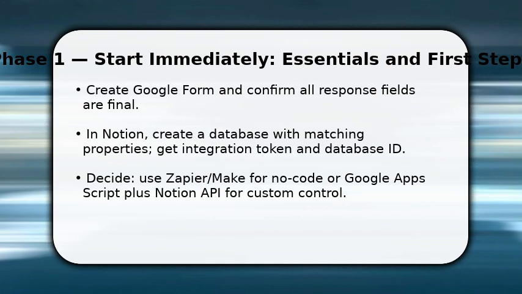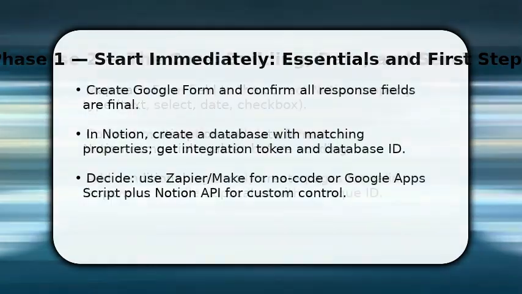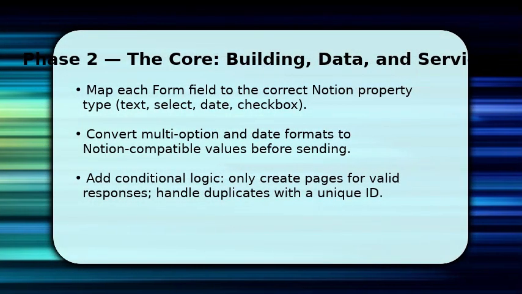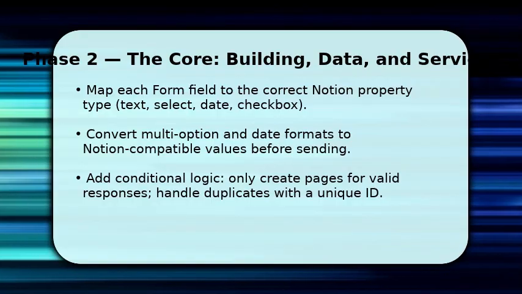Now you map and transform data. In your automation, link each Google Form question to the corresponding Notion property and convert formats as needed. Dates must match ISO style, multi-selects need arrays. Make sure to set property types correctly in Notion so data lands cleanly.